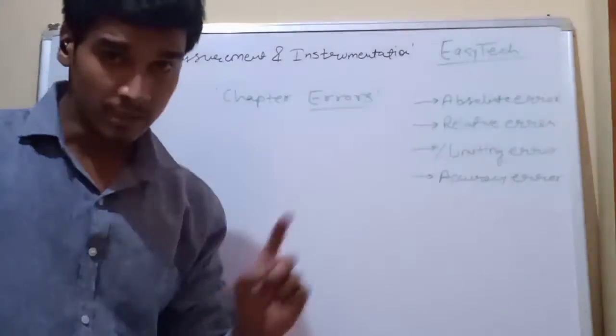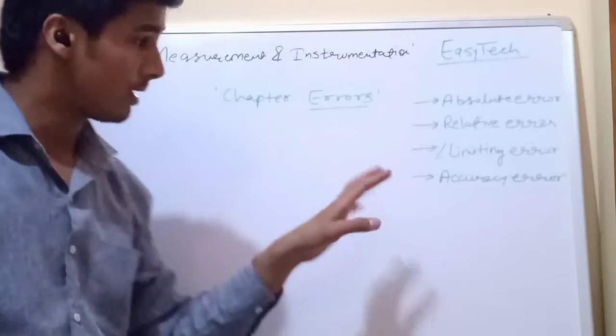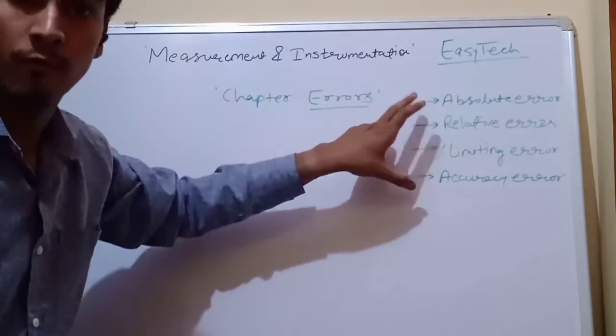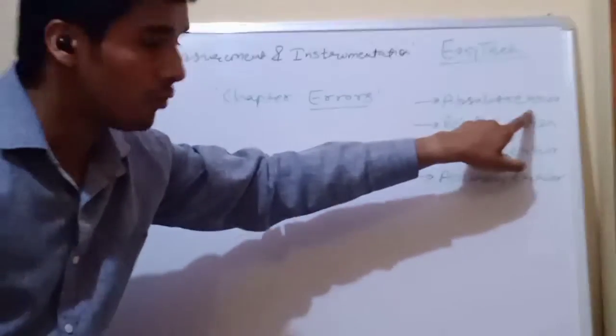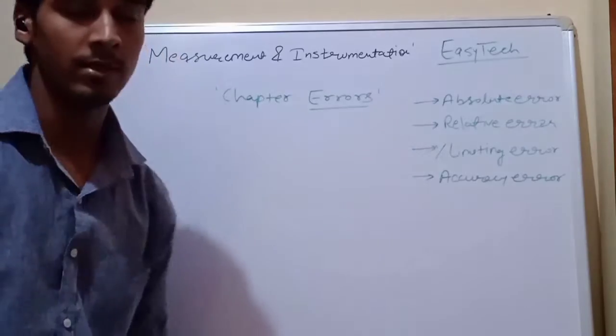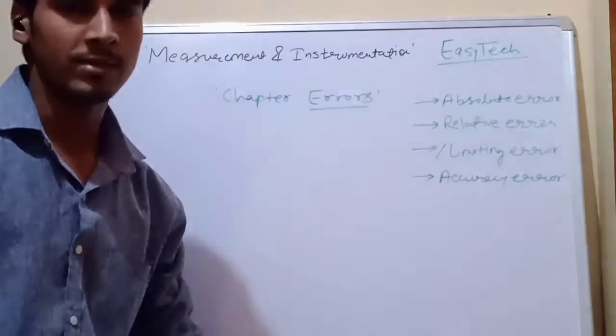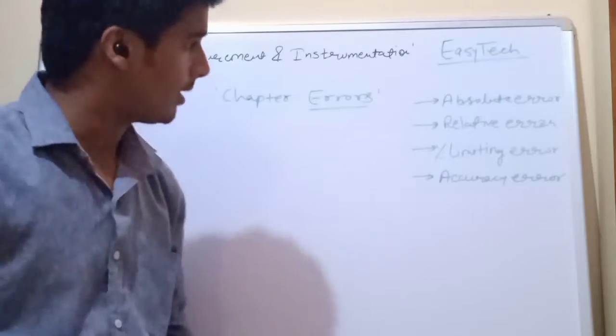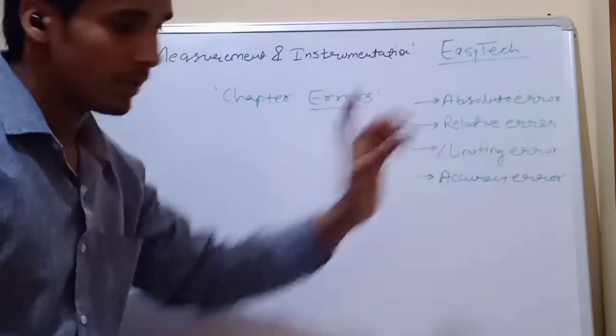We promised in lecture number 1 that we are going to cover error analysis in two parts, part A and part B. In part A we are going to cover four topics, namely absolute error, relative error, percentage limiting error and accuracy error. Sometimes students may get confused about these four kinds of error, but today your confusion will be cleared. So let's start with absolute error.